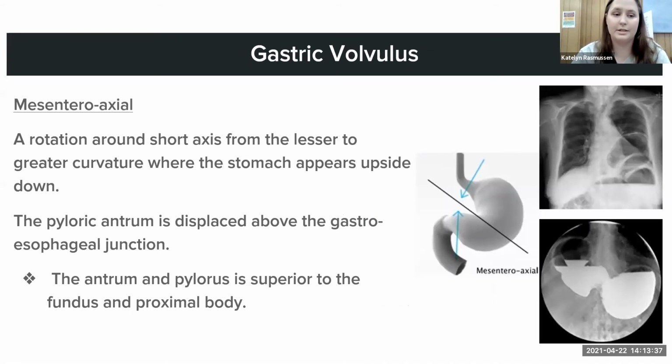With the mesenteroaxial volvulus, the rotation is around the short axis, from the lesser to greater curvature, where the stomach appears upside down. So the pyloric antrum is displaced above the gastroesophageal junction. The antrum and pylorus are superior to the fundus and proximal body. Here again is that line that's drawn, and you see it flips over itself. And then here it is on a normal chest x-ray.